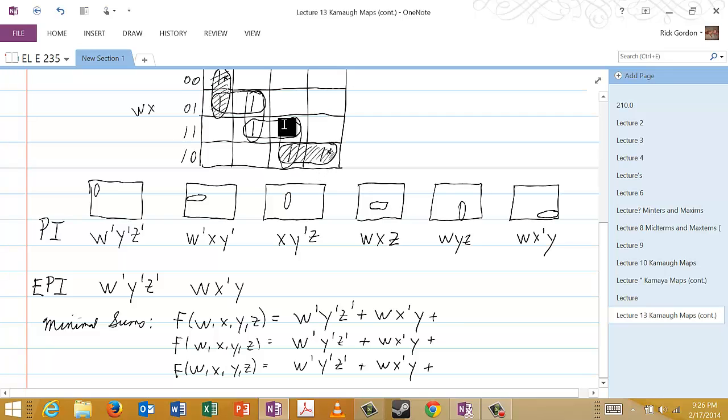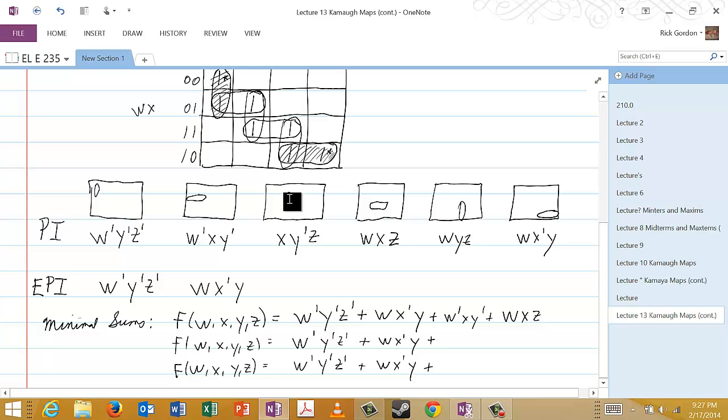So again, we have W prime X Y prime, that's this, as you can see right here, and then we must have this as well, which is WXZ. Now, that's one way. A second way to do this would be to include this prime implicant here and this one.